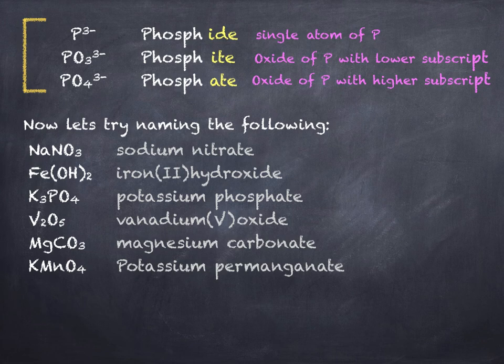Next case is magnesium carbonate. Magnesium has only 1 charge, we don't need to mention it. And then the last case is potassium permanganate. Same rule.